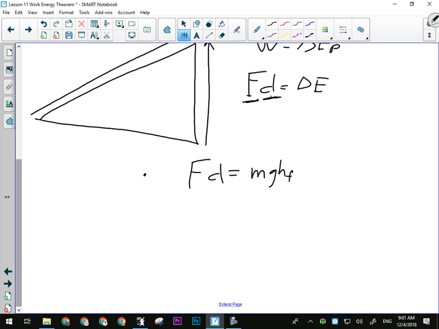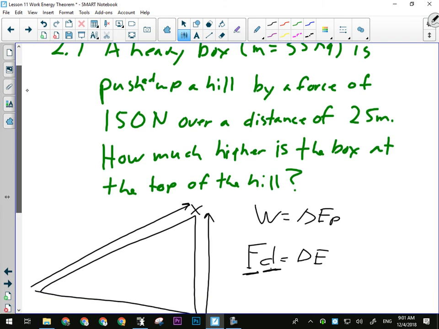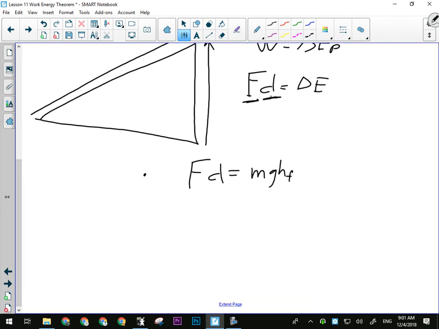All right, so I have force, I have distance. They told me the mass. They said it's a 35 kilogram box. And I always know what g is, so can I solve for h? Just divide both sides by mg, and I'm solving for h.